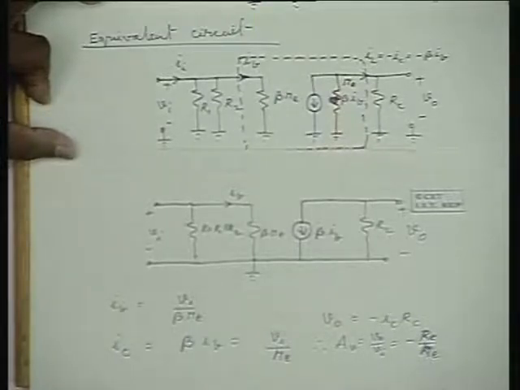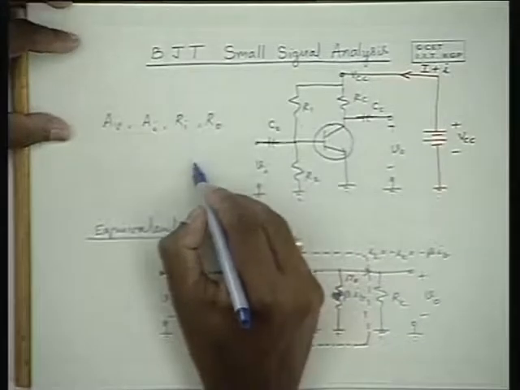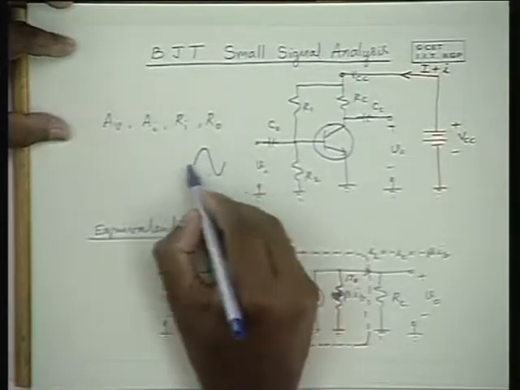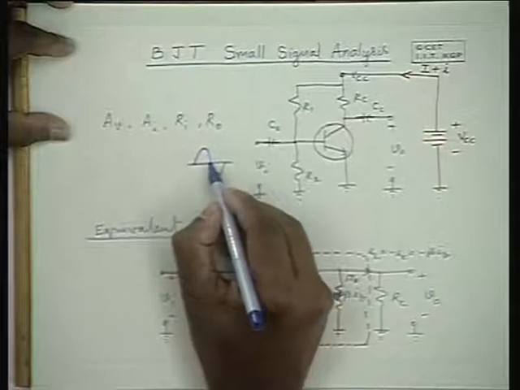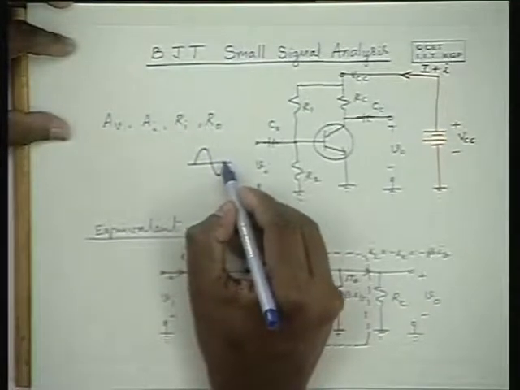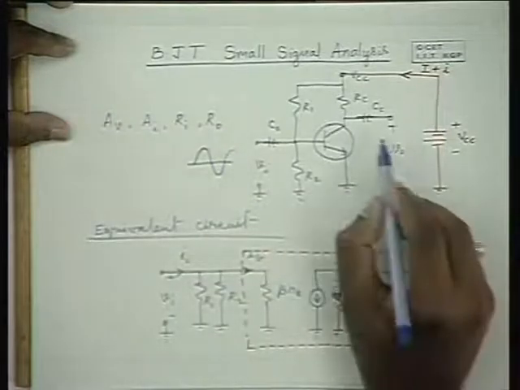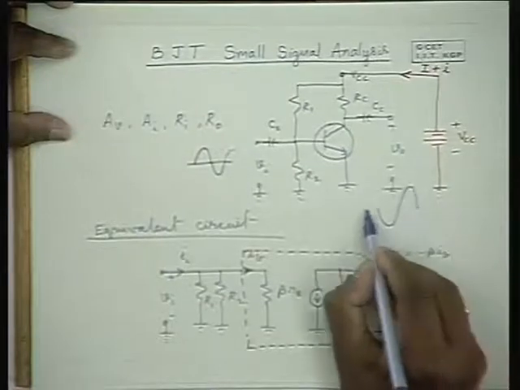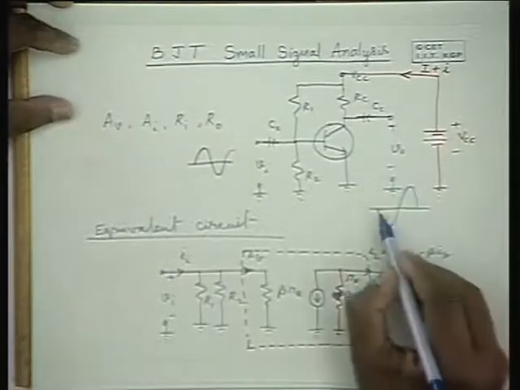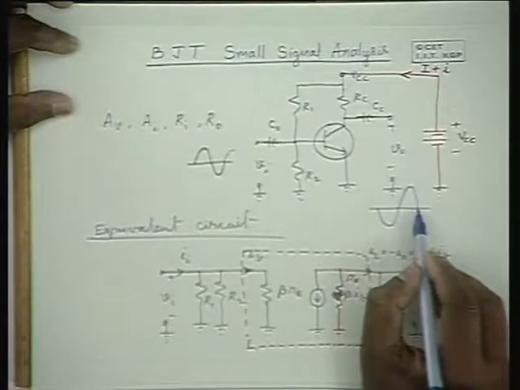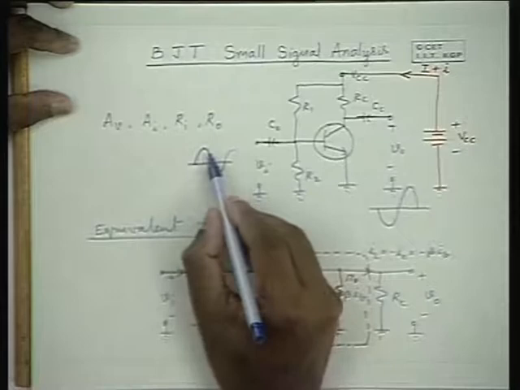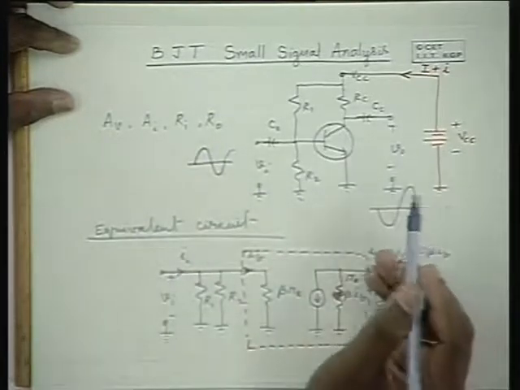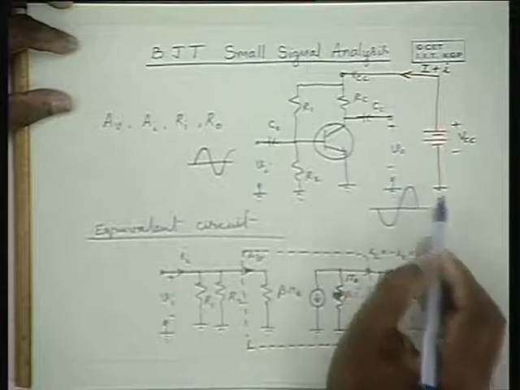You will get a negative sign here, because when you apply a sinusoidal signal, say the first half cycle is positive going and the next half cycle is negative going, then the output waveform is like this. You will get a negative half cycle first and the positive half cycle later. That means the input is multiplied by some negative gain, so the positive half cycle becomes a negative half cycle and vice versa.